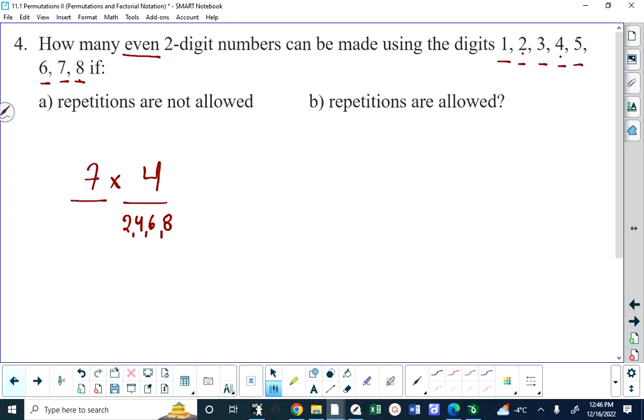The only difference here is that if we can repeat, this still needs to be even, which means there are 4 options, but we're going to have 8 options for the first one.